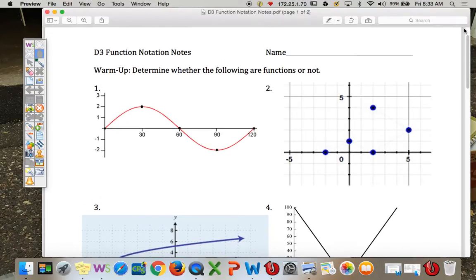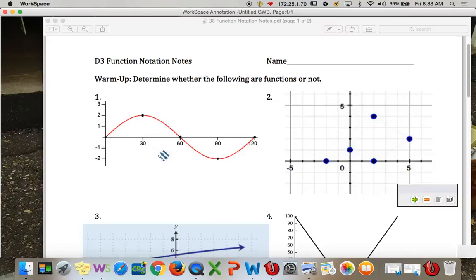Today we're going to look at something called function notation. Let's start with the warm-up. Determine whether the following are functions or not. So if we look at the first one right here, it's this wavy line, and we want to see does it pass the vertical line test.